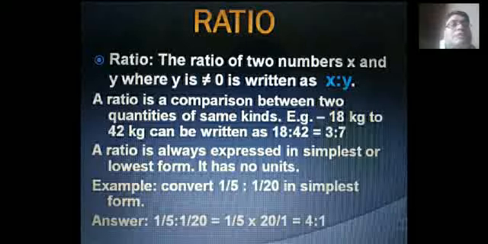A ratio is always expressed in simplest or lowest form. It has no units. Keep in mind, it has no units, because we are comparing two quantities of the same unit, therefore the unit cancels. Example: convert 1 by 5 is to 1 by 20 in simplest form. The answer is given below: 1 by 5 is to 1 by 20 can be written as 1 by 5 into 20 by 1, therefore 4 is to 1.